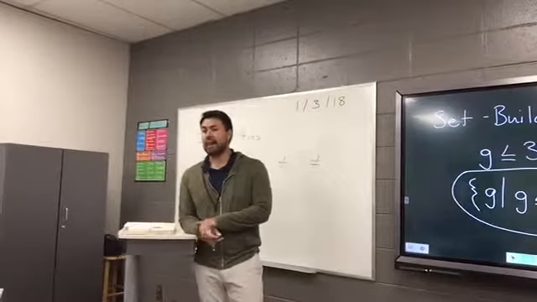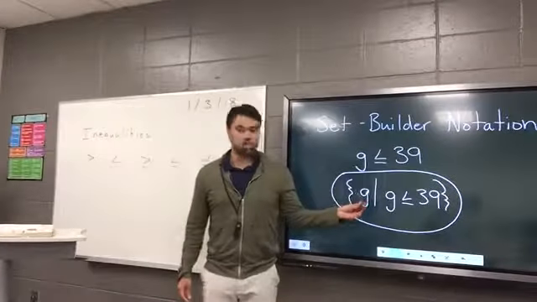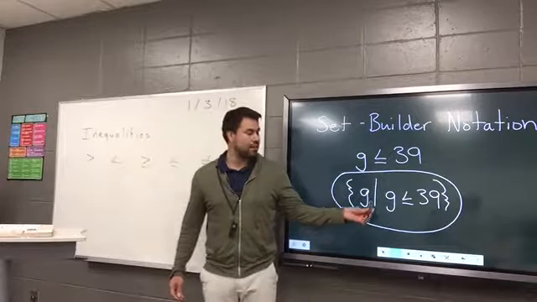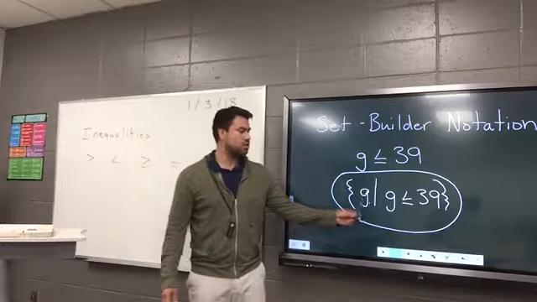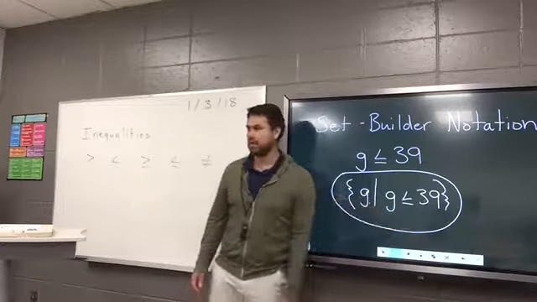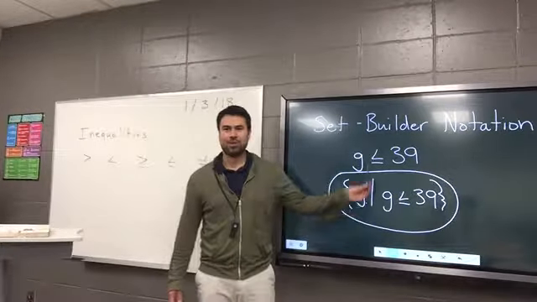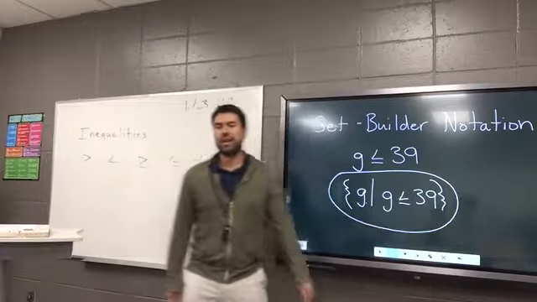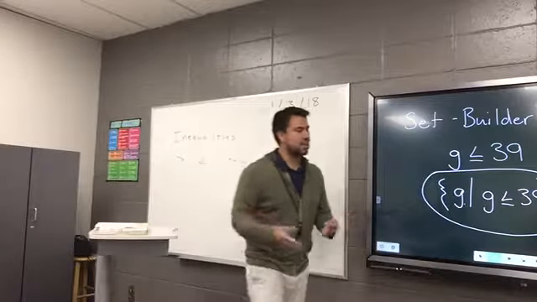I'm going to read it again out loud, and then I'll have you guys read it with me so you can get used to how you say it. Okay, g is any number such that, little line means such that, g is less than or equal to 39. Okay, so that's how you say it. You guys say that with me? You ready? G is any number such that g is less than or equal to 39. Good. All right, how many of you are okay saying it? All right, so that's a good step.